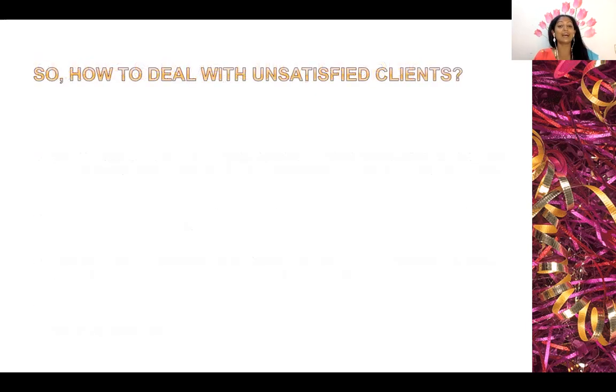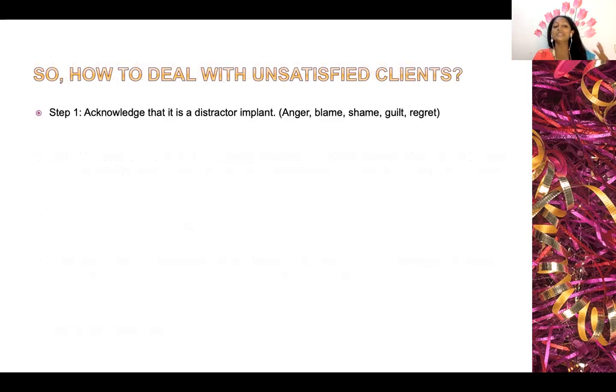Okay. So then, how do you deal with unsatisfied clients? Here comes the summary. Step number one: whenever this happens, and as you can see, the anger, rage, hate, fury, blame, shame, guilt, regret, all of this is in our everyday lives. Every single day, I get to use these tools in my world. The frequency of this is so high. So every time you see that, that's anger, that's blame, that's guilt, that's shame, that's regret, anytime you see that in your world, you first identify that, acknowledge that, and you are like, that's a distractor implant. So, step one, acknowledging that it is a distractor implant anytime the anger, blame, shame, guilt, regret comes up.